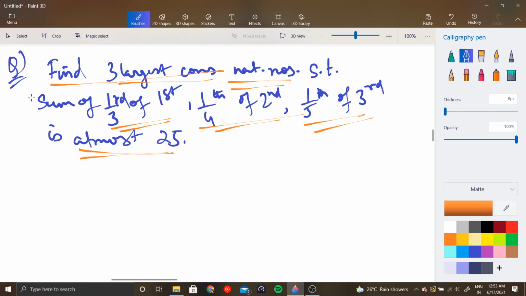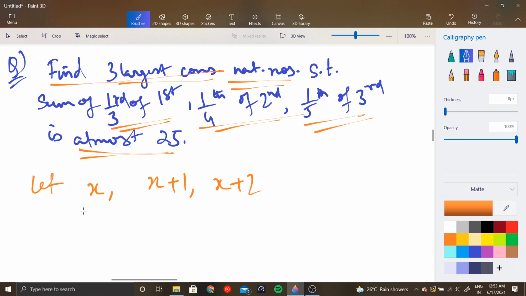Okay, there are many keywords here. First, try and pause the screen, try to solve it on your own. If you can't, just resume the video. Okay. So I guess you have tried on your own. So let us check whether your answer is correct. Firstly, it has asked you for three consecutive natural numbers. So let the numbers be x, x plus 1, and x plus 2. Correct? Three consecutive natural numbers.